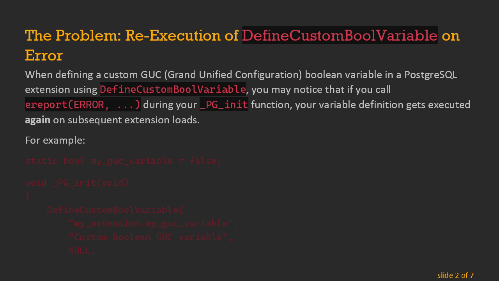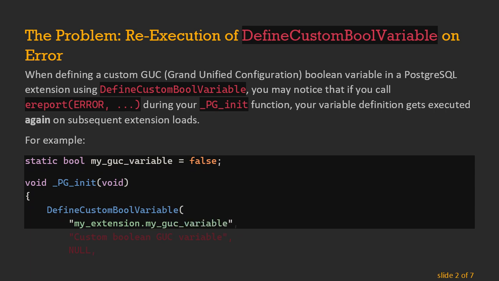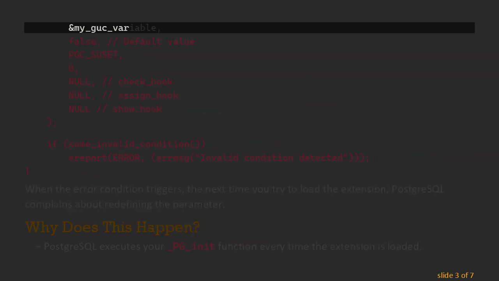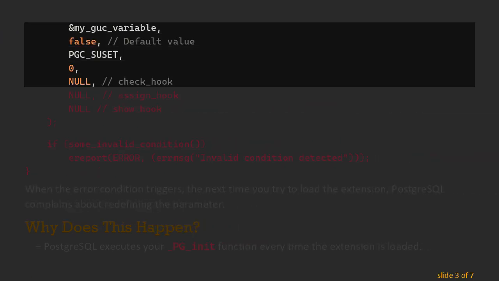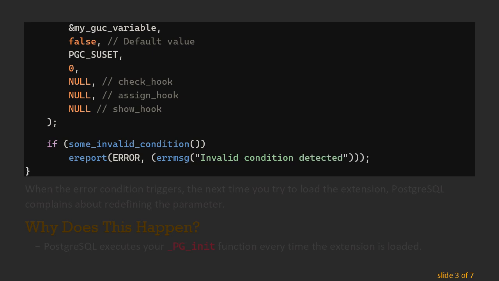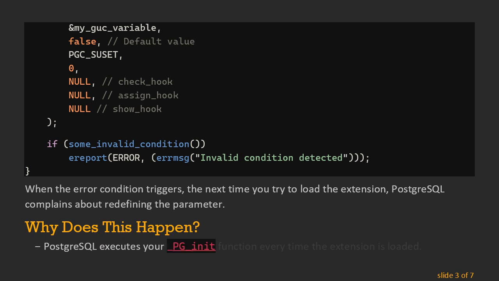For example, when the error condition triggers, the next time you try to load the extension, PostgreSQL complains about redefining the parameter. Why does this happen? PostgreSQL executes your _pg_init function every time the extension is loaded.